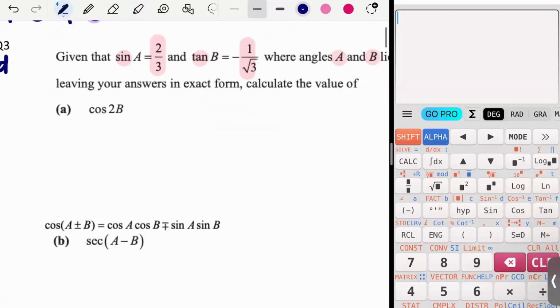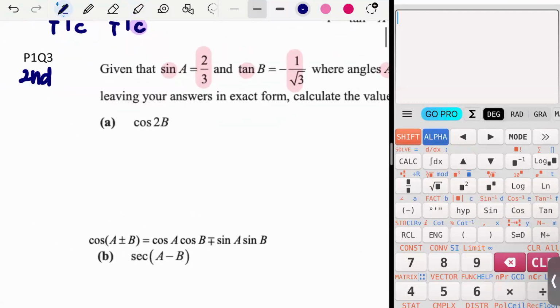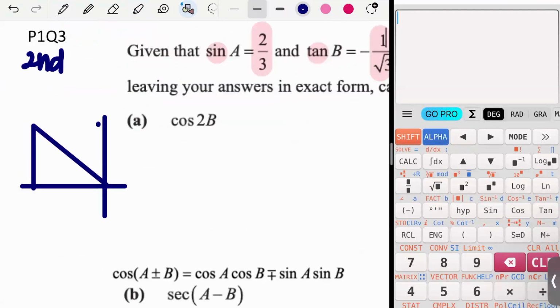Okay, so what we're going to do is just draw it out. When you draw it out, the second quadrant will be somewhere like this here. So this is your x and y axis, and their positive and negative signs will also play the same part. Meaning on this side here you are negative, over here you are positive.